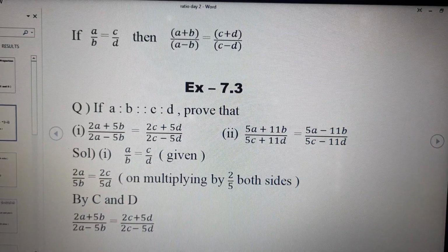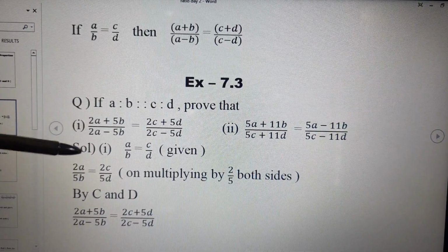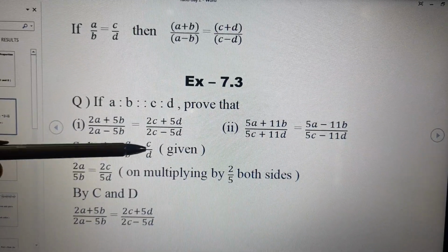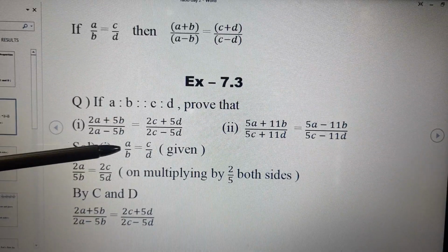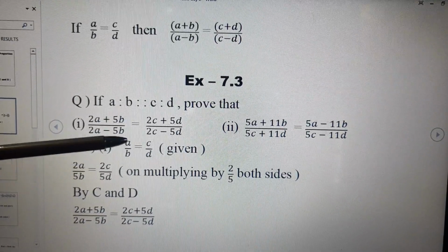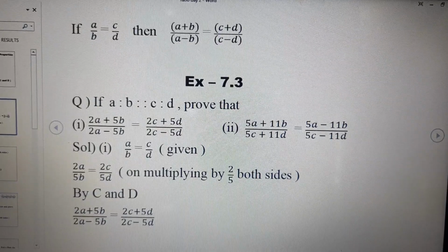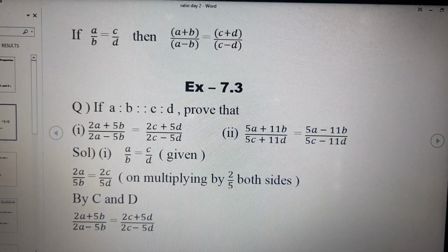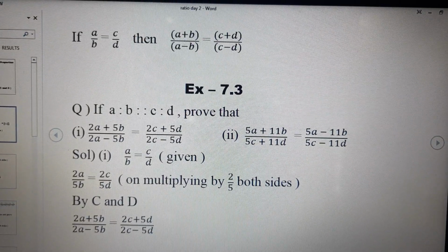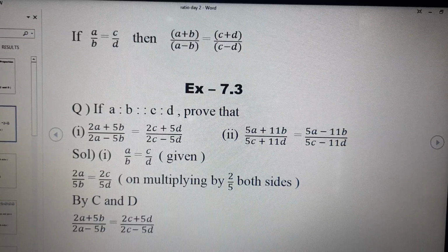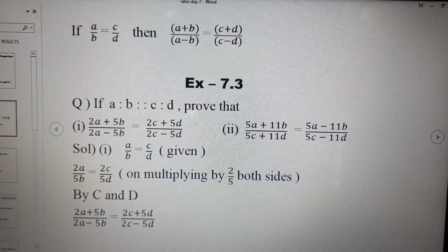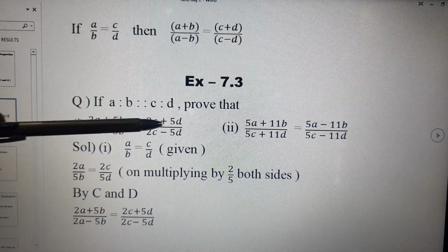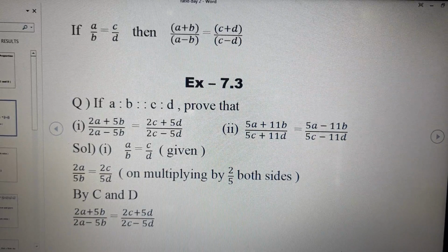It means we can see 2 is there with A and 5 is there with B. It is given that A upon B is equal to C upon D. 2 is there with A and 5 is there with B. It means 2 upon 5. If we write 2 upon 5 here, then we get 2A and 5B. So what we have done, we have multiplied by 2 upon 5 both the sides. Then we have got 2A, 5B, 2C, 5D, both the things which are required in the proving portion.